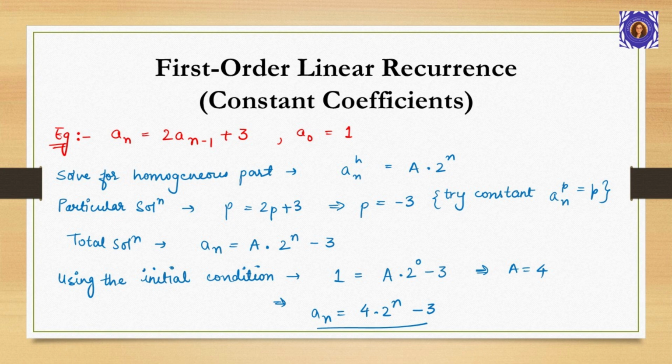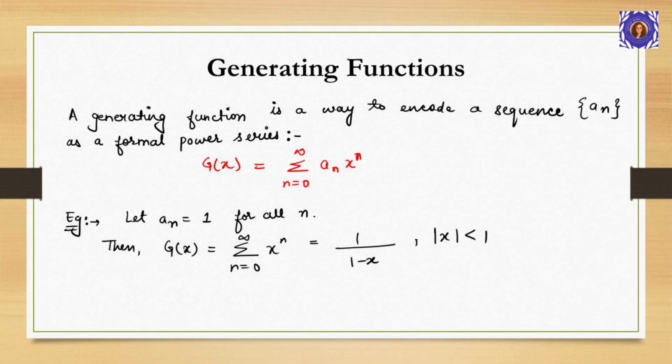Using the initial condition a sub 0 equals 1. 1 equals a times 2 to the power 0 minus 3. 1 equals a times 1 minus 3. 1 equals a minus 3. Therefore, a equals 4. So our final solution is a sub n equals 4 times 2 to the power n minus 3. Generating functions provide a powerful algebraic approach to sequence manipulation.